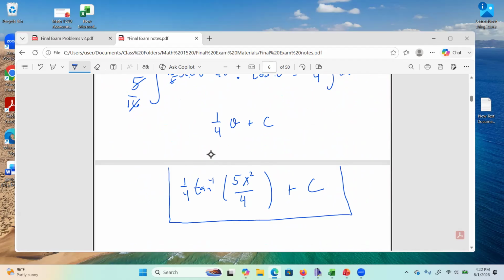Yes, there are other ways to do it, but usually when you have 1 over something squared plus something else squared, you're looking for an inverse tangent. And lo and behold, we found one. Well done. That's how you do this kind of problem.